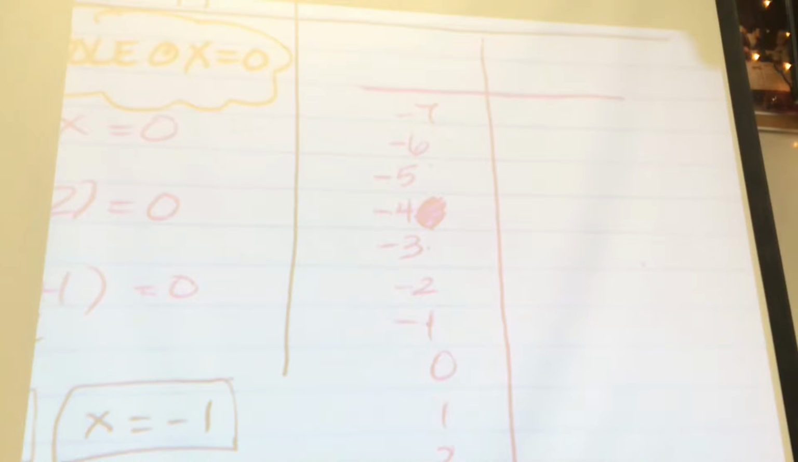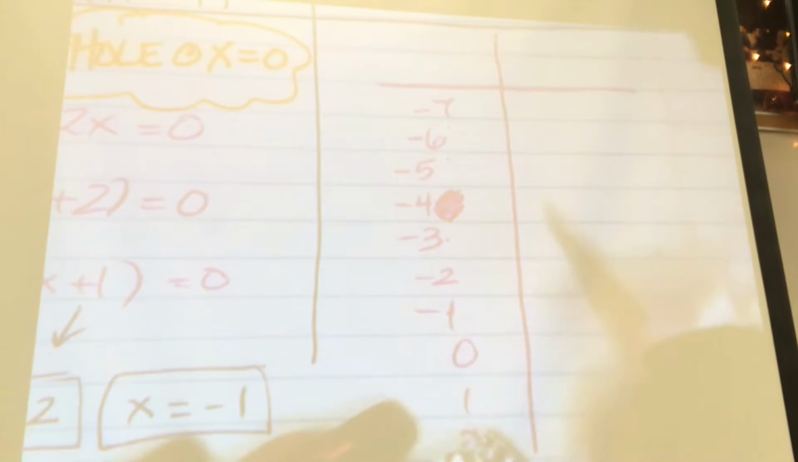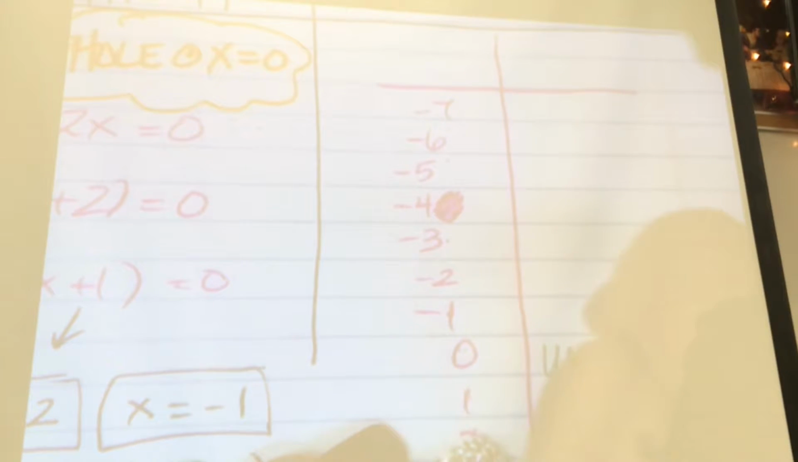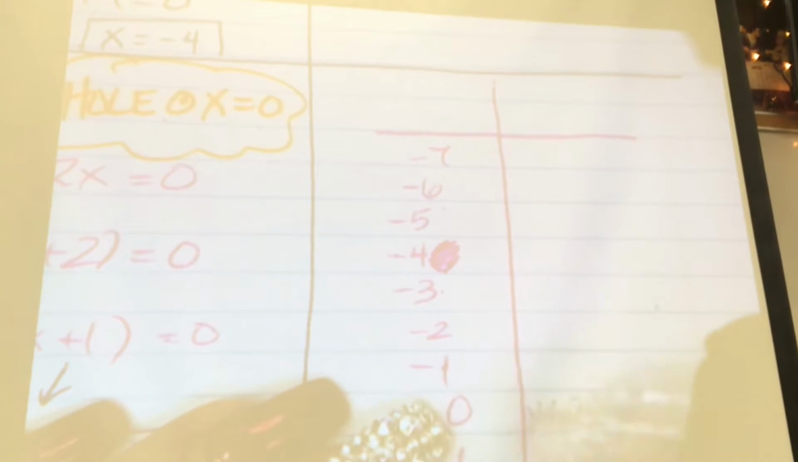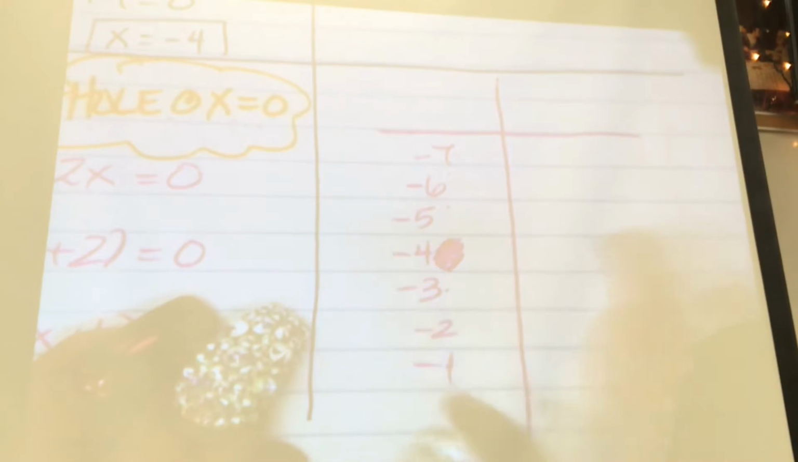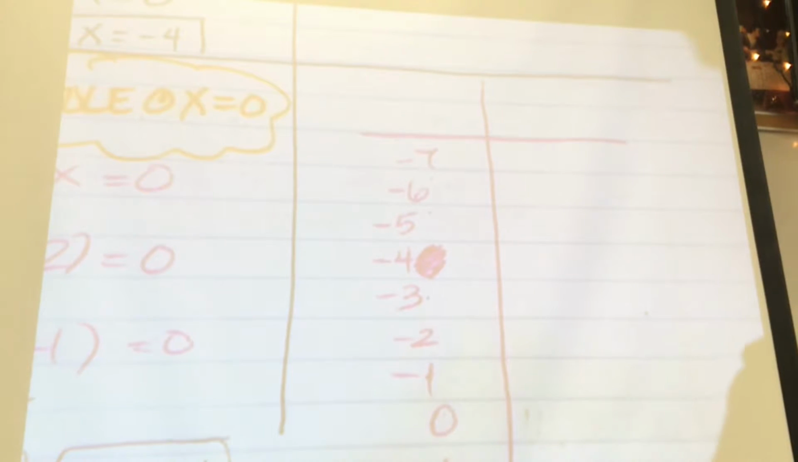What about those of you who plugged in 0, what should you have gotten? Undefined. Why? What did we find out about x equals 0? It's a hole. It's not 0. It's a hole. Okay? But where is the hole is what I need to find. So watch. Where is the hole?